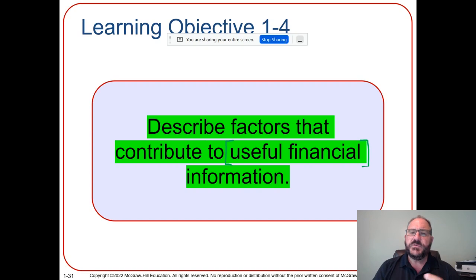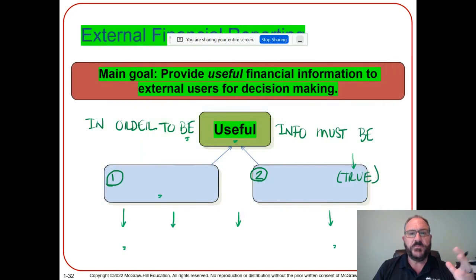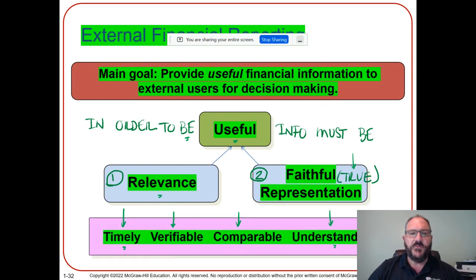Now, some other factors that contribute to useful financial information. So when you make these reports, we have to have certain rules, certain guidelines. You can't just let people make it up willy-nilly, right? Because otherwise, people will just make things up. So let's take a look. In order for the information to be useful, which is the whole idea, the information must be relevant, and it says faithful representation, which really means true. In other words, you have to be honest about what you're saying, and it has to be relevant.